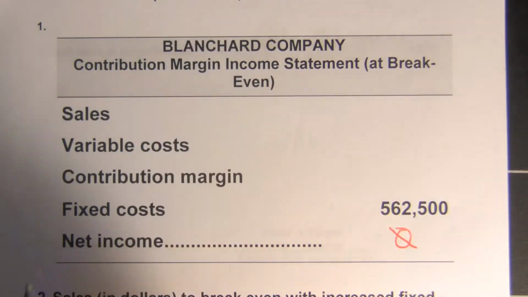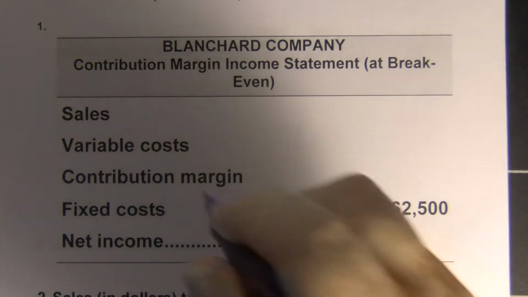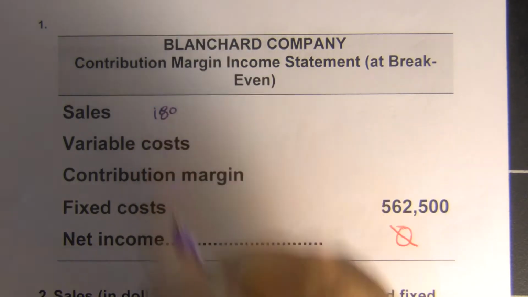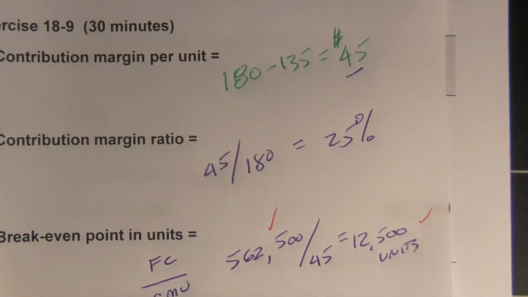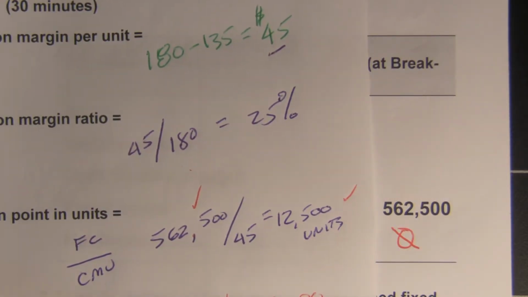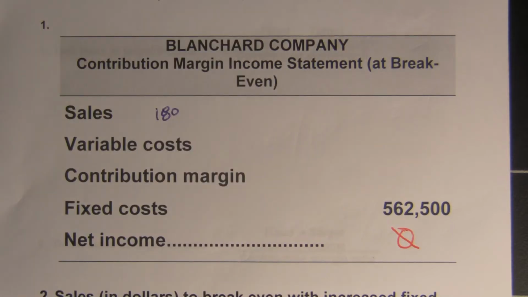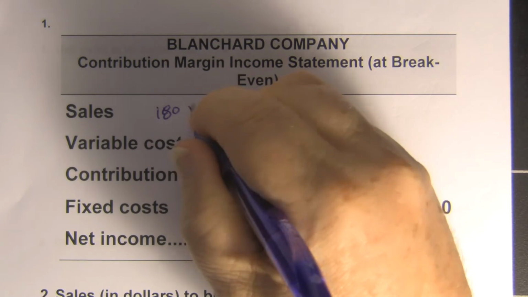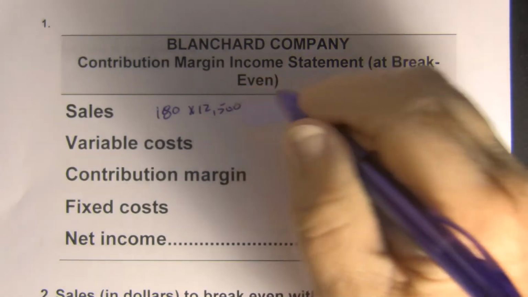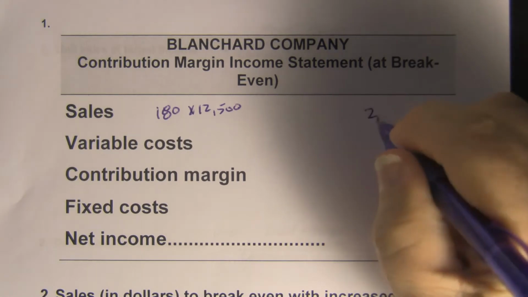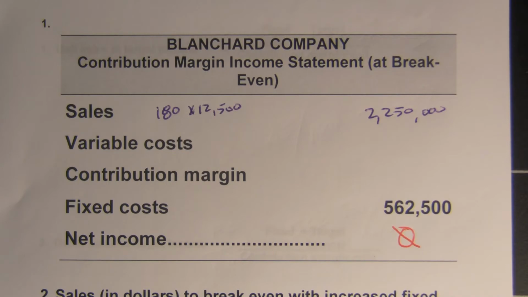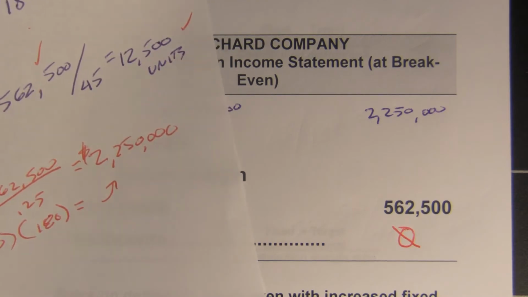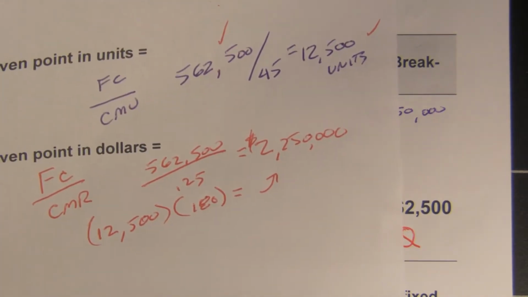So, let's figure out the sales. Going back to the information in 18.9, they told us that it was $180 per unit, and we discovered in 18.9 that the break-even point was 12,500 units. So 180 times 12,500 units is $2,250,000. Alternatively, we could have done that with the break-even point in units or in sales by doing the contribution margin ratio. It gives us the same number.